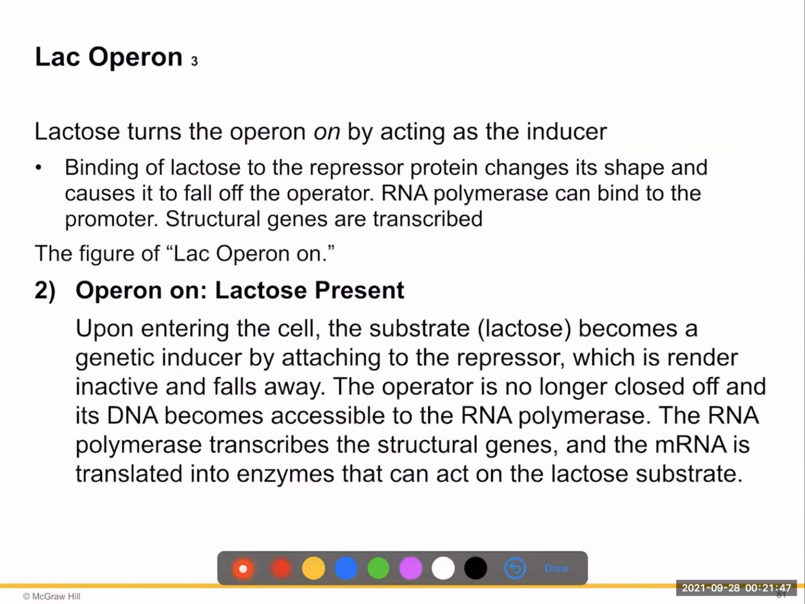Now, when lactose is present, it turns on the operon genes by acting as the inducer. The binding of lactose to the repressor protein changes its shape, and it causes it to fall off the operator. So RNA polymerase can now bind and turn the gene on in the presence of lactose. Upon entering the cell, lactose becomes a genetic inducer. It attaches to the repressor, makes it inactive, and the repressor falls off. Now the DNA is accessible to the RNA polymerase. RNA polymerase transcribes the structural genes, and the messenger RNA is translated into enzymes that can act on the lactose substrate.